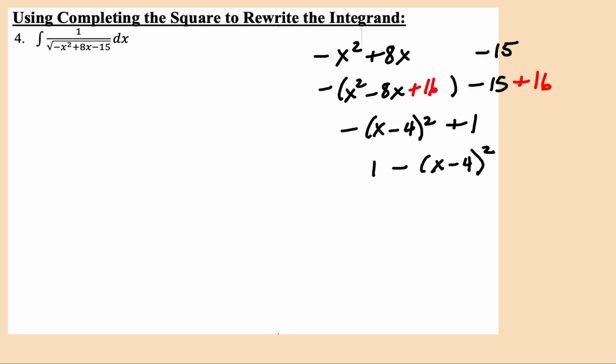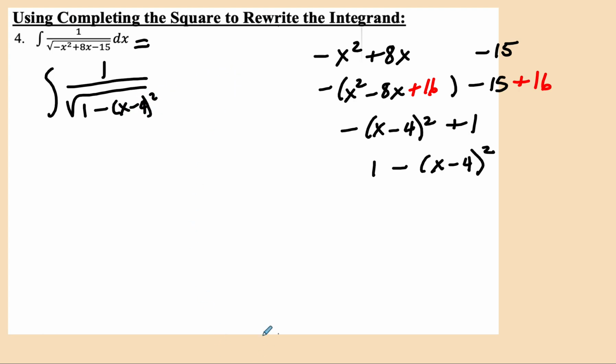All right, let's do it again. And you can see we have a negative in front here. So I went ahead and pushed the negative 15 over there. I factored out the negative 1, and I took half of this term and then squared it. That's 16. I really didn't add 16, I really subtracted 16, so I have to add 16 to this side so I don't change anything. Now this is a perfect square. This is plus 1, and I can rewrite it this way. So let me go ahead and do that. And so this is going to be 1 over the square root of 1 minus x minus 4 squared. So we can rewrite it.